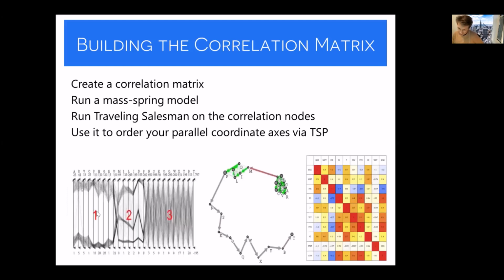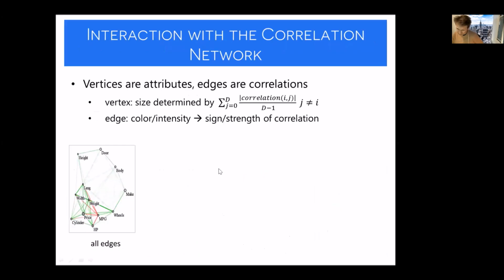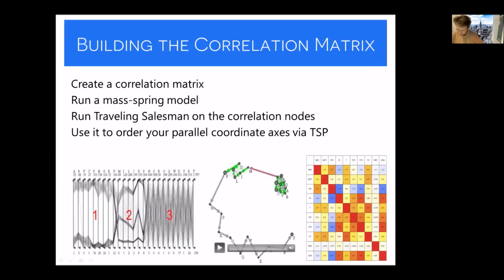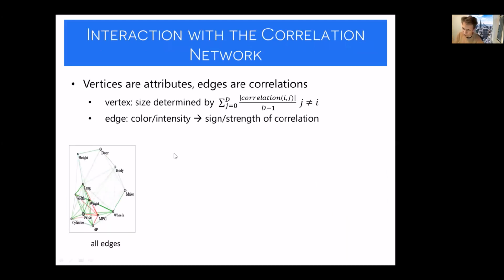Then you can say this is cluster number one, that's number two, cluster number three, right? So you can actually segment it. Now we have this correlation network, this network of vertices where the vertices are the attributes and the edges are the correlations. I color the positive correlations in green and the negative correlations in red. I can learn something about this car data set.